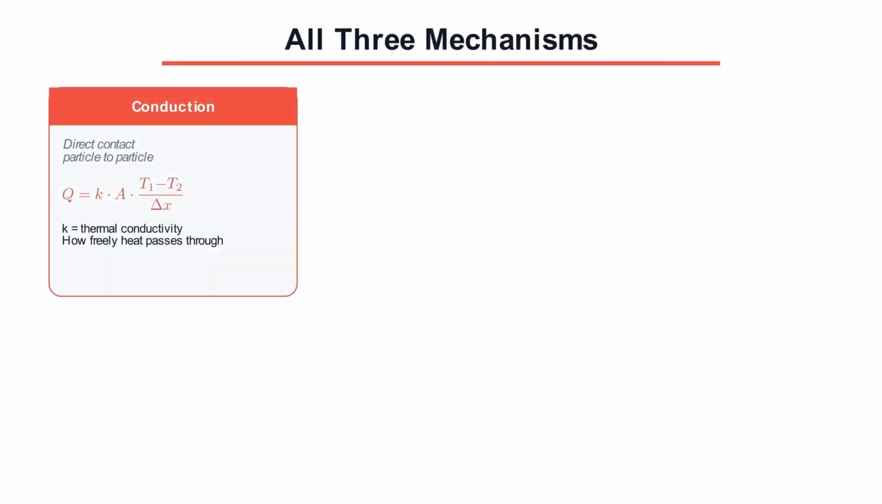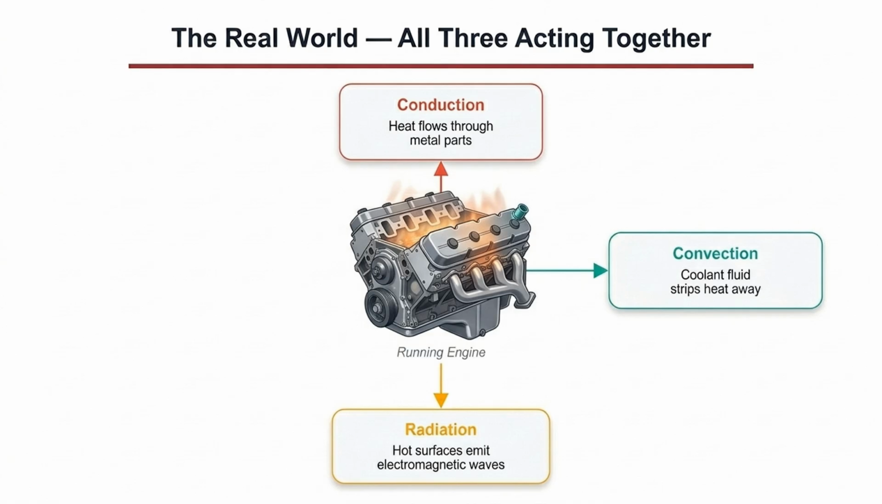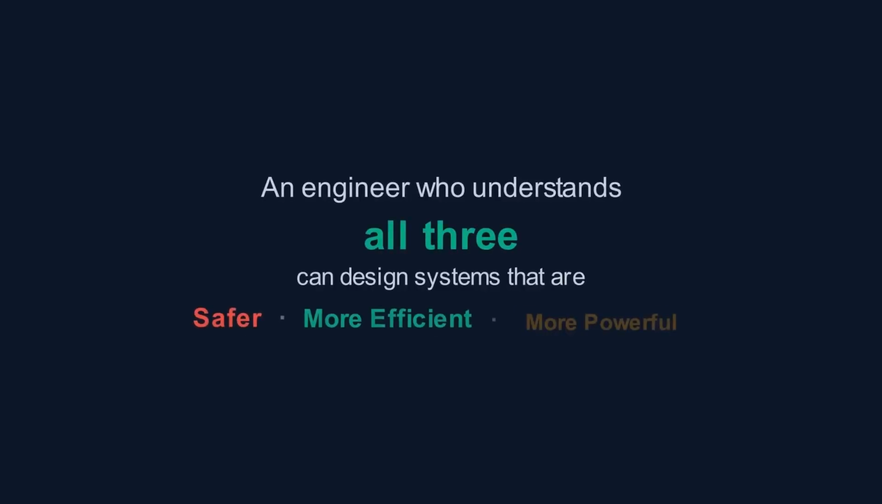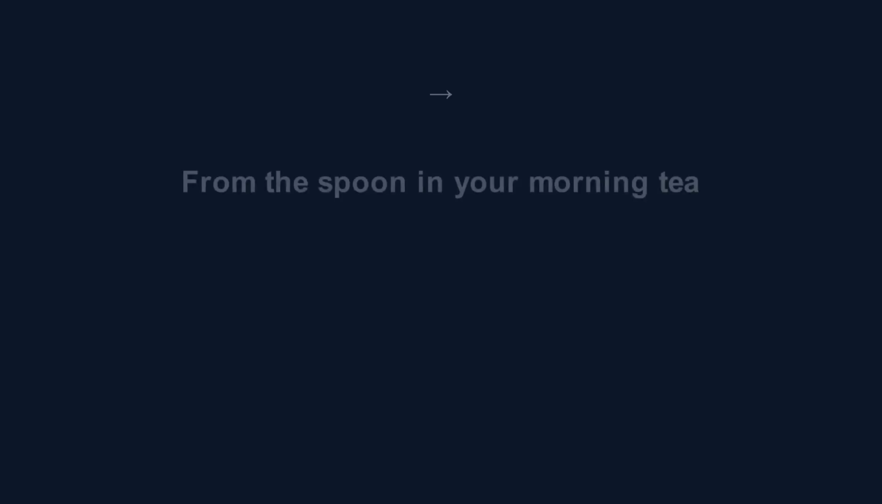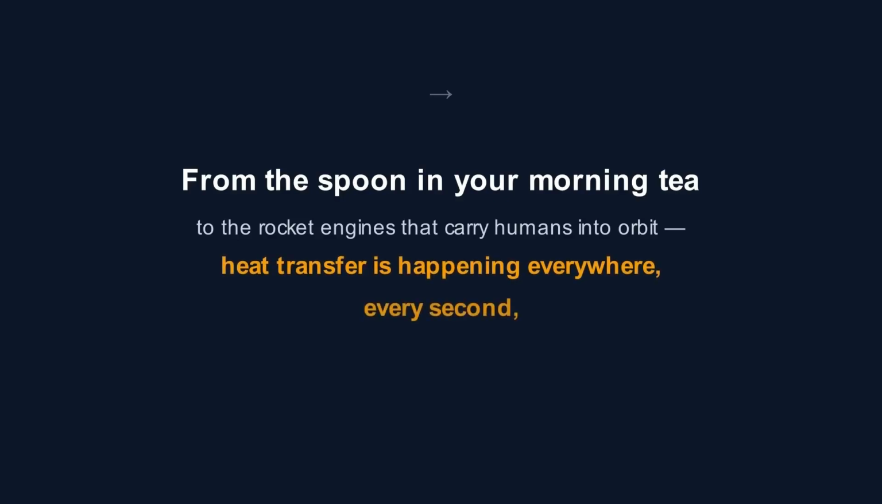In the real world, all three mechanisms usually act together. A running engine loses heat through conduction into its metal parts, convection to the coolant, and radiation from its hot surfaces simultaneously. An engineer who understands all three can design systems that are safer, more efficient, and more powerful. From the spoon in your morning tea to the rocket engines that carry humans into orbit, heat transfer is happening everywhere, every second, governed by the same elegant laws we just explored.